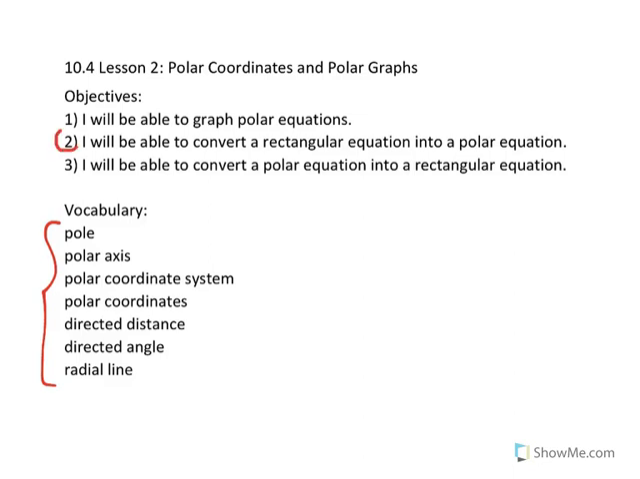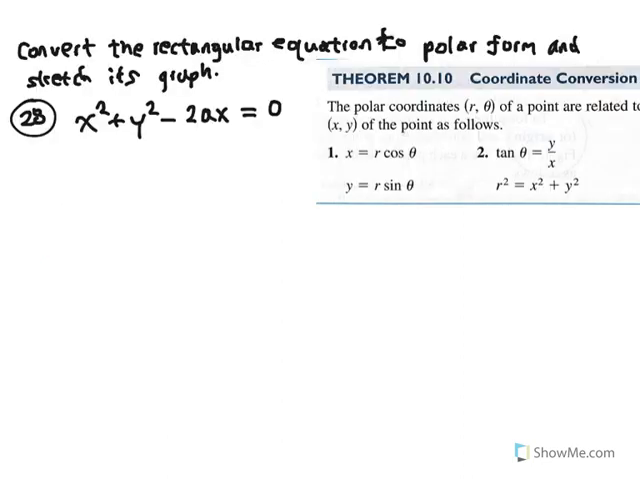Now we'd like to take a look at Objective 2. You'll be able to convert a rectangular equation into a polar equation. Convert the rectangular equation to polar form and sketch its graph. We have number 28. And these are the coordinate conversion equations. And after you're done with the problem, you should no longer have x and y, but you should have an equation in terms of r and theta. That's what it means to convert the rectangular equation to polar form. So you'd like to use these coordinate conversion equations to make the conversion.